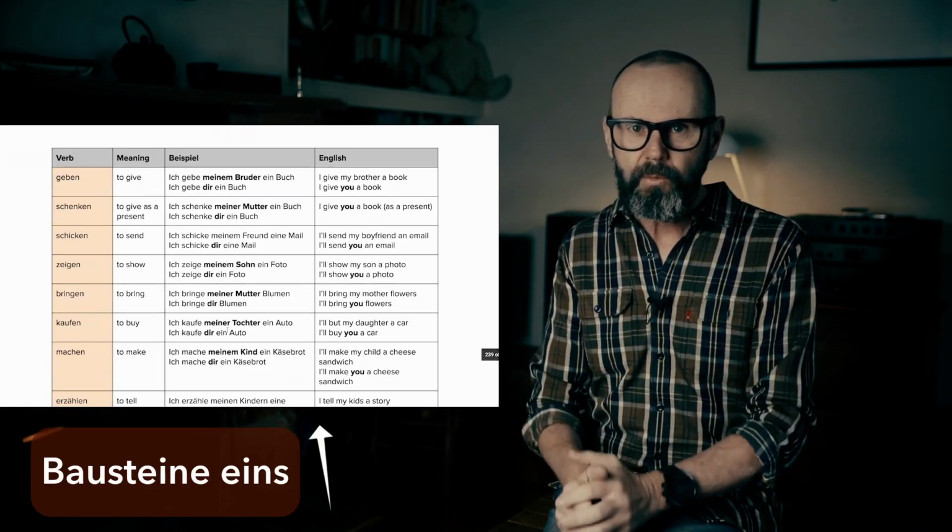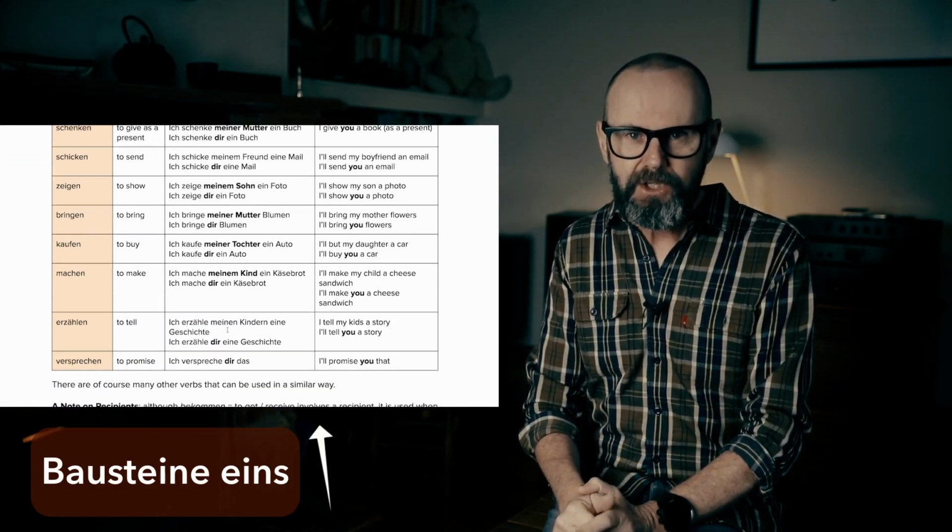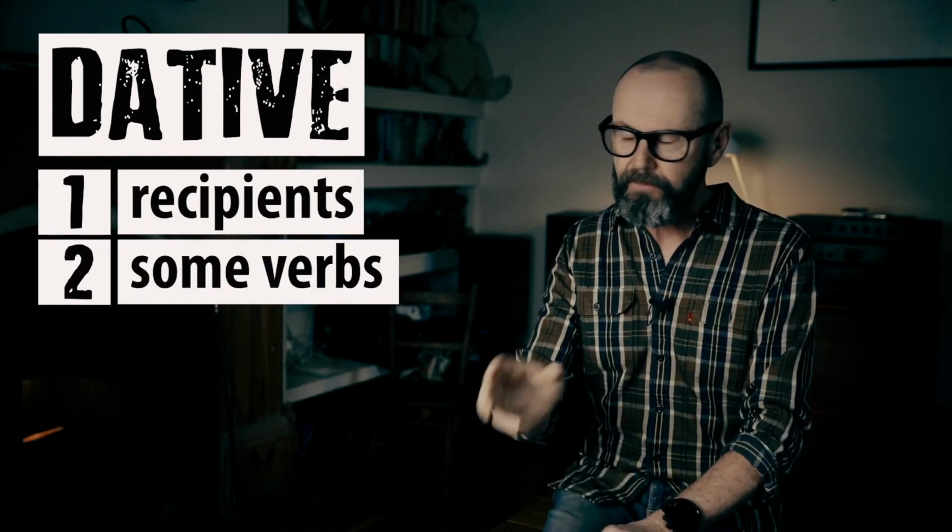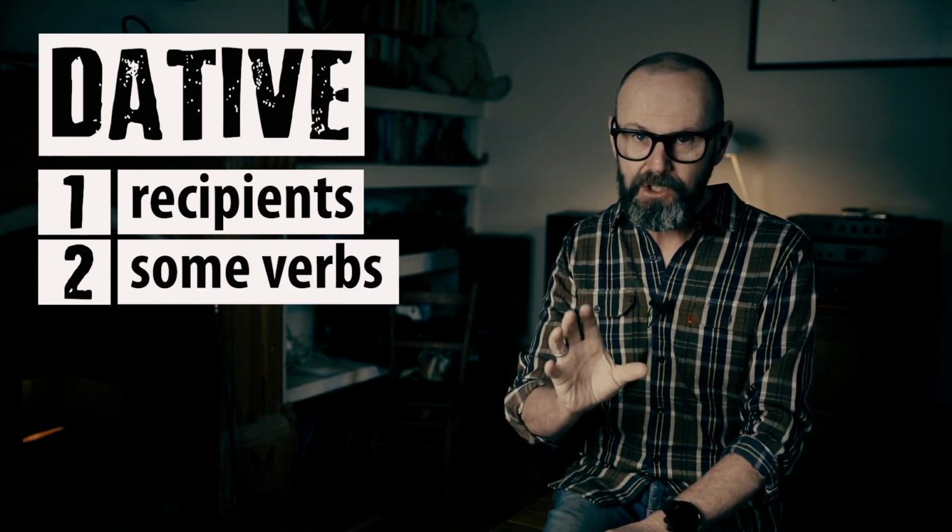And we can use all sorts of other verbs that require a recipient. I won't go into them here. Most of the important ones are in our textbook, so check them out while I move on to the next use of the dative, otherwise we'll be here all day. It's used for recipients, but it's also used for certain verbs. Now, of course, this doesn't really tell you that much.